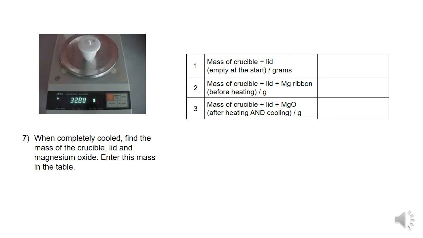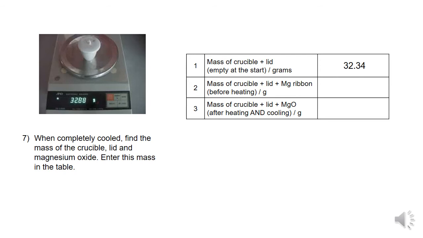So I'm going to skip straight to step 7, which is when it's completely cooled, you find the mass of the crucible lid and magnesium oxide again on the same balance as before, and you enter that mass on the table. So here is the table, and if you've filled the masses in, we started off with an empty crucible and lid with a mass of 32.34 grams.